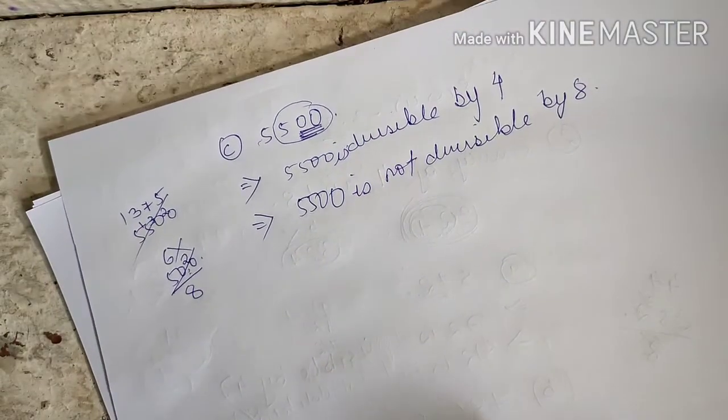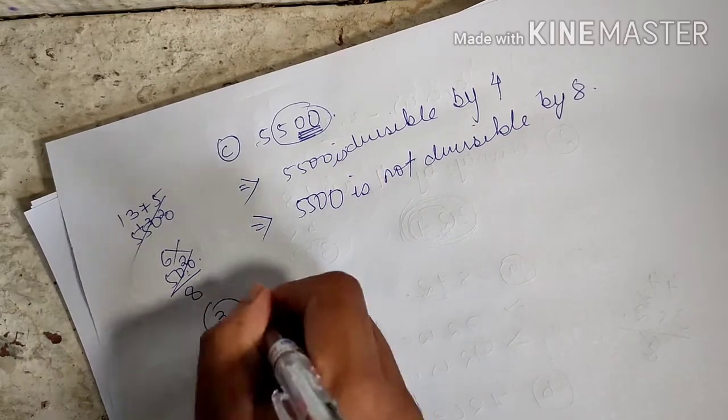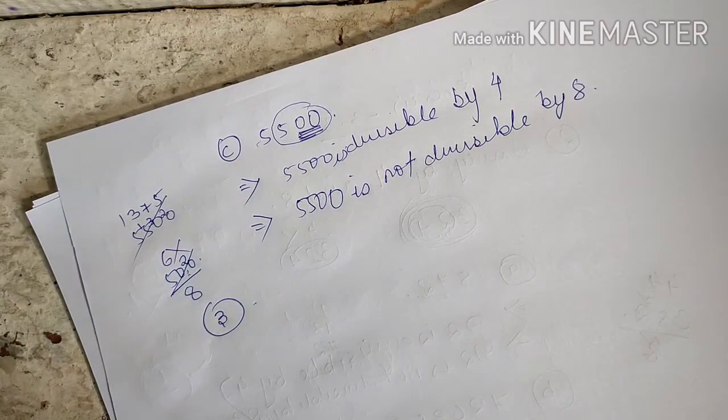Very easy. Now we'll go for number 3. Using divisibility test, determine which of the following are divisible by 6. Okay, the first one is what?